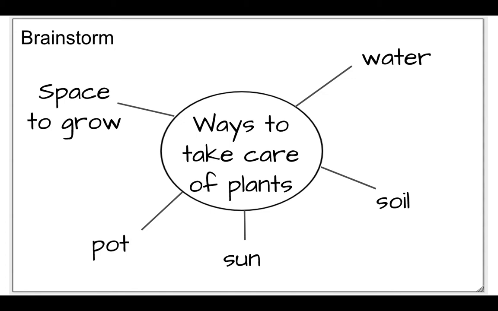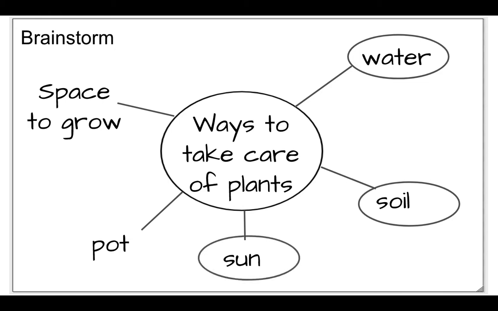And so if I wanted to make a book about ways to take care of plants, then I'm thinking that the 3 that are the most important would be water, that they need good soil, and that they need sun, because I know they cannot grow without those things. So I chose those as my 3 big ideas.